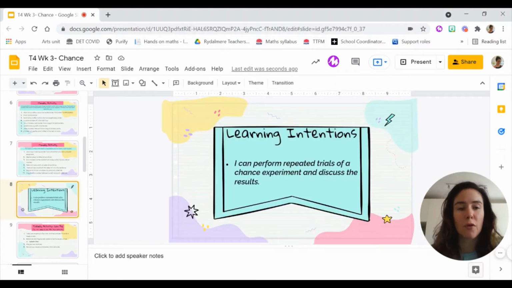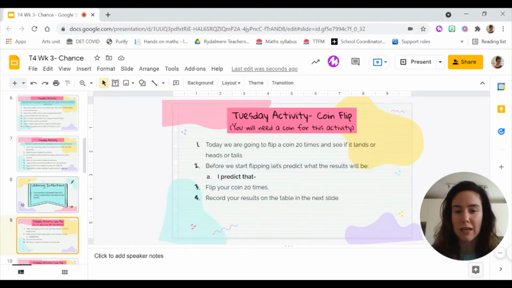All right, I can perform repeated trials of a chance experiment and discuss the results. So for Tuesday's activity, we are going to flip a coin 20 times and see if it lands on heads or tails. So you'll need to get a coin for today's activities. Before we start flipping, let's predict what the results will be. So I predict that it will land 10 times on heads and 10 times on tails, or I predict it will land 15 times on tails and 5 times on heads. So just fill in the sentence there for what your prediction is.